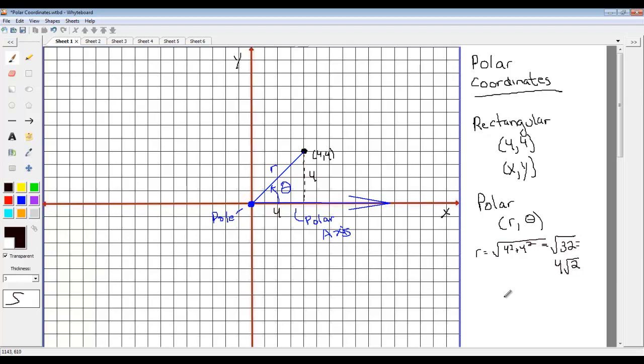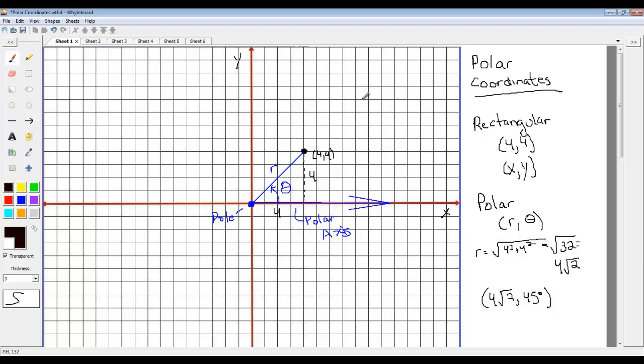All right. So the polar coordinates would be 4 square roots of 2, comma, and then this theta is 45 degrees. You could have it in degrees or in radians, so you could say 45 degrees, or you could say pi over 4 for the radians. So you've got the pole, you've got the polar axis, and then you look at what's the distance of that point from the pole, and what's the theta, the angle from the polar axis.